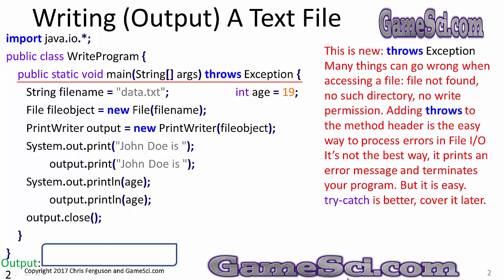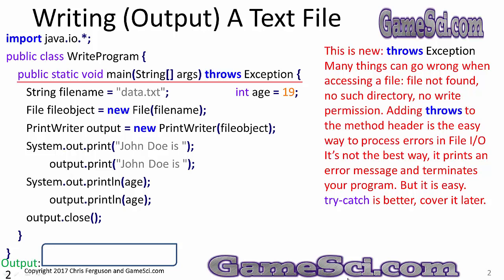Here's a typical public static void main function, but there's something new on this line, and at the end there's that throws Exception. Many things can go wrong when accessing a file. The file's not found. There's no such directory. There's no write permission to the file we're trying to access. Adding the throws command to the method header is the easy way to process errors in file I/O. It is not the best way.